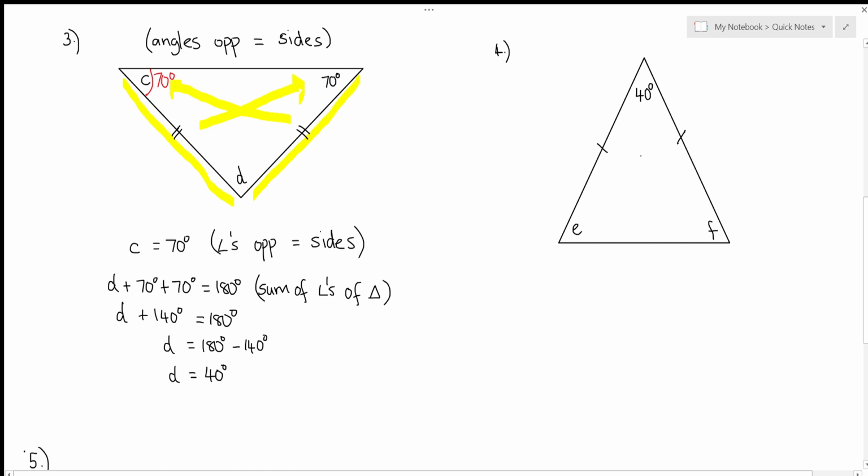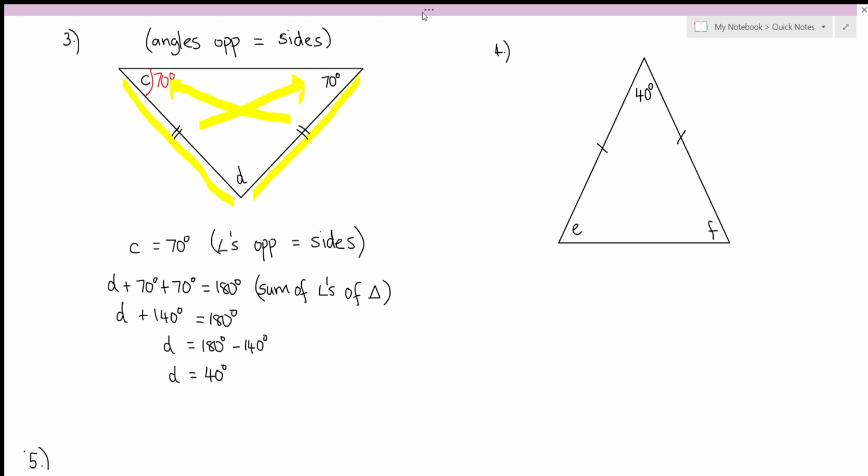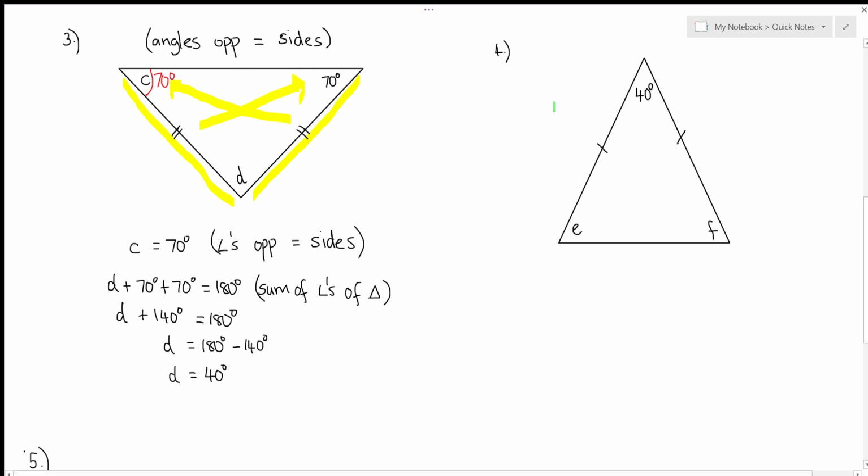Let's have a look at number 4. Before we start number 4, we can see that these two sides are equal. So if this side is equal to this side, we can therefore conclude that E is equal to F, because angle E is opposite the equal side and angle F is opposite that equal side.